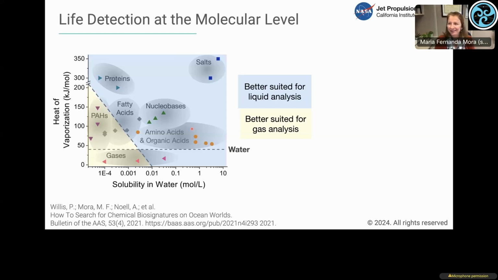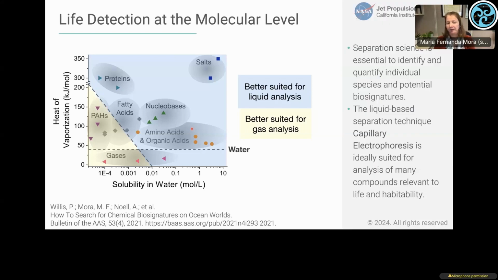I'm not saying you cannot do this analysis in gas phase too, but the natural way is to do the liquid analysis if you have a sample that is already liquid and you're looking for polar compounds. So in our group, this is what we do. We focus on liquid analysis. And we focus on doing separation science because in order to find those biosignatures I just showed you, you need to be able to identify and quantify each of the species in your sample. So then you can calculate those distributions. In order to do that, you need to separate the species so you can quantify them.